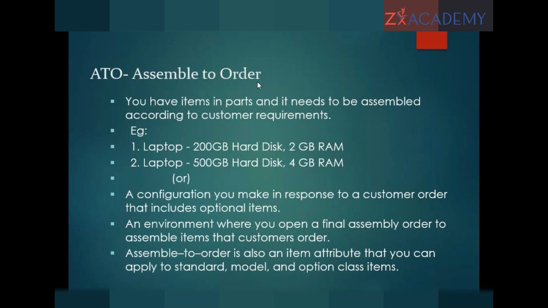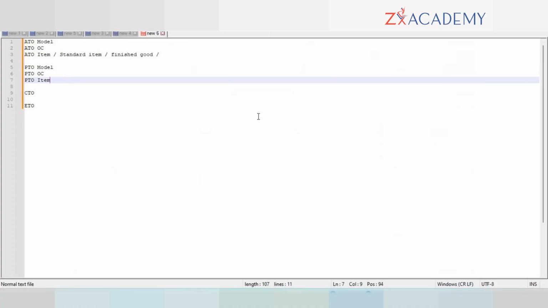When you buy a mobile on Amazon, they directly give you the configurations, 4 GB RAM, 64 GB memory, and so on. Whenever you purchase it, you will get it as an assembled unit, the complete phone and not as separate parts. So that's nothing but an ATO.